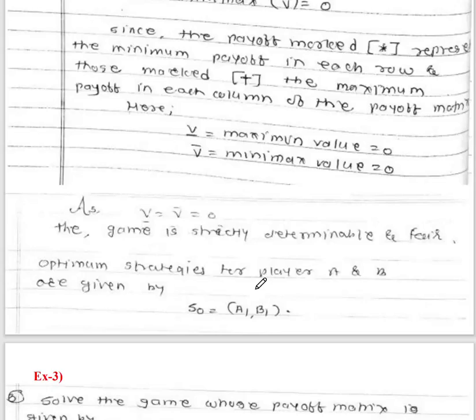If the game is strictly determinable and fair, then we can find the optimum strategy for player A and for player B. So here the optimum strategy for player A and player B is given as A1, B1.